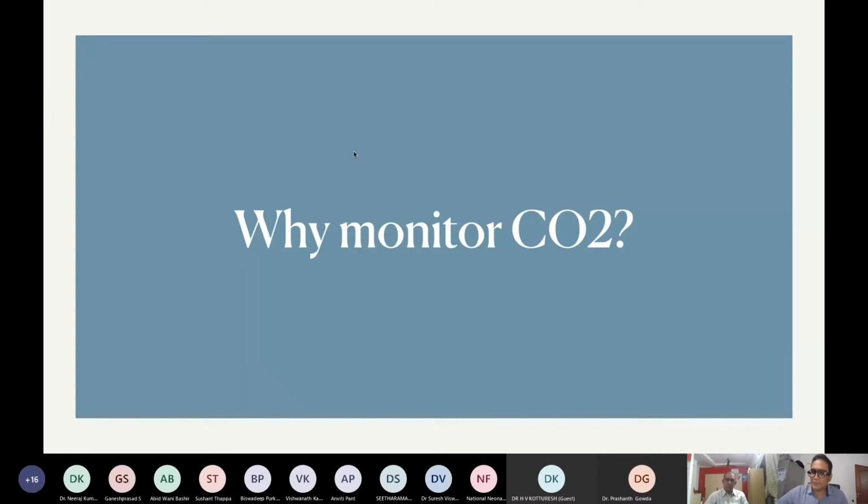Yes, there is a significant amount of evidence to say that too much CO2 is dangerous, too little CO2 is dangerous. And in the West, there is a lot of litigation. If the lawyers find out that you have not managed CO2 properly, and if the child has brain damage, then the neonatologists are liable for prosecution. So CO2 has gained importance.